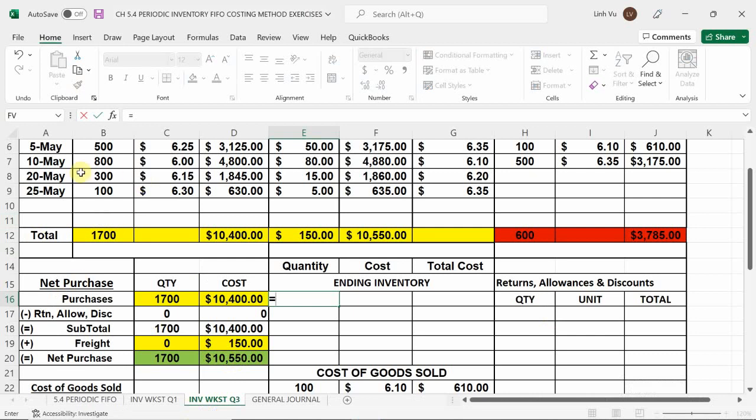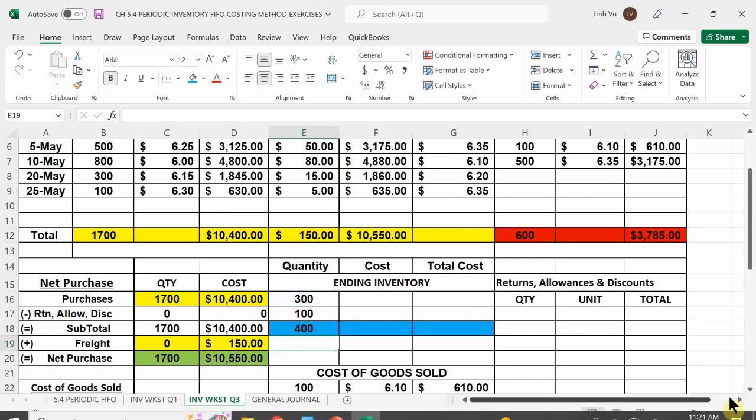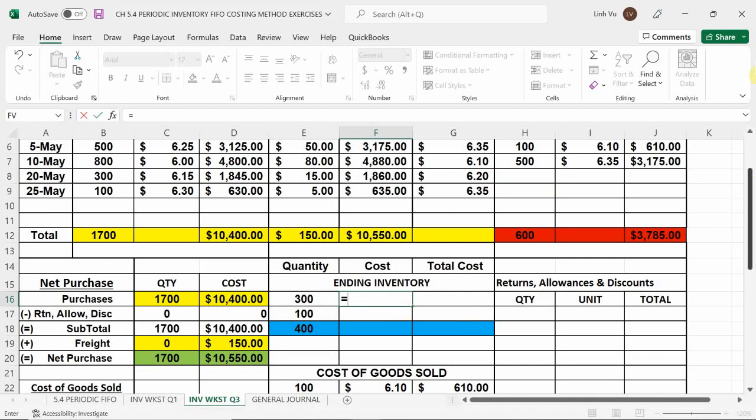So 300 and I have 100 left. That's going to give me my grand total here, which is my ending balance. This gives me exactly 400 units. Now, what's my total cost? We would have to figure that out by adding those two numbers together. In this case, my entire batch of the 300 yields me 1,860, while my last 100 batch only gave me 635.